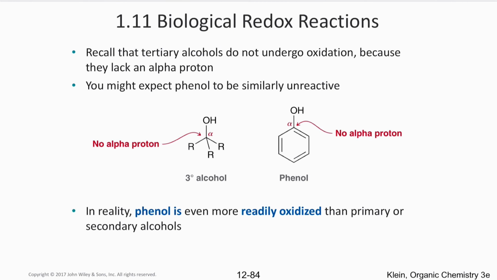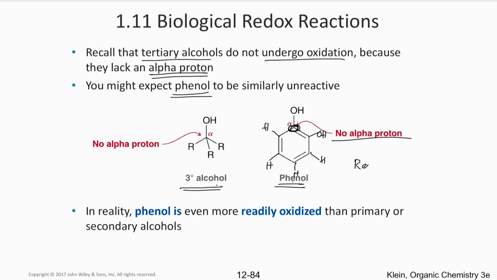Next, remember that tertiary alcohols do not undergo oxidation because they lack an alpha proton. But you might also expect the same thing with phenol. Notice that a phenol generally should not have any alpha protons at the alpha carbon. The reason is that there is only one hydrogen on each of these sites. Because the hydrogen is replaced by an OH, we generally think it does not react at all. But the plus point that phenol has over the tertiary alcohol is its resonance.